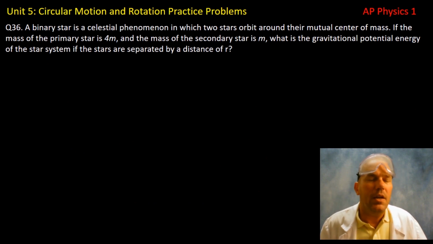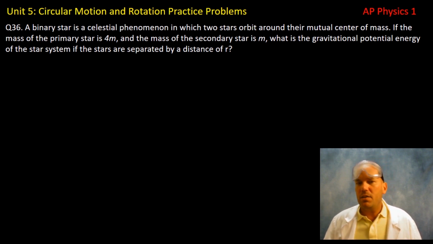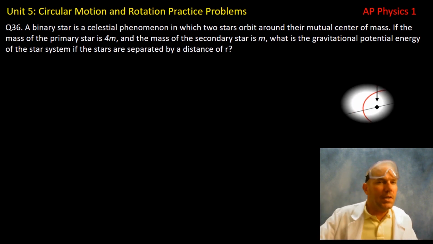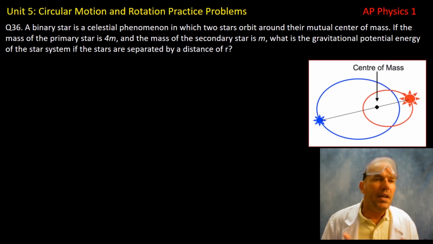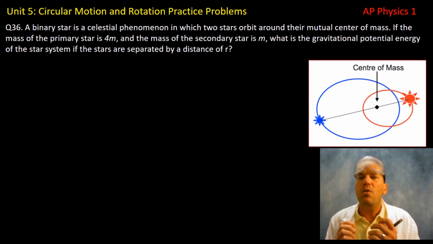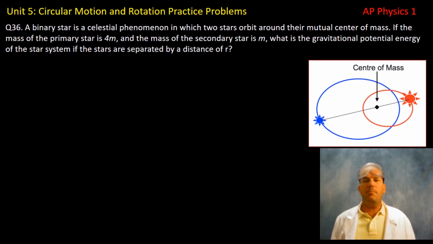That's simple. Question 36, a binary star is a phenomenon in which 2 stars are orbiting around their mutual center of mass. Cool stuff. If the mass of the primary star is 4m and the mass of the secondary is m, what is the gravitational potential energy of the 2 star system if they're separated by a distance r?